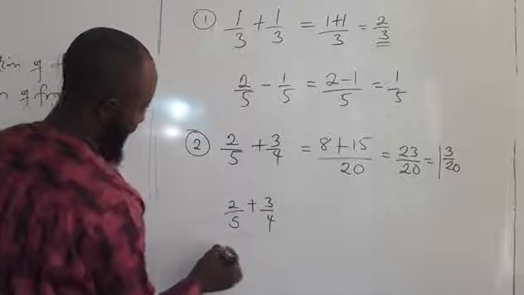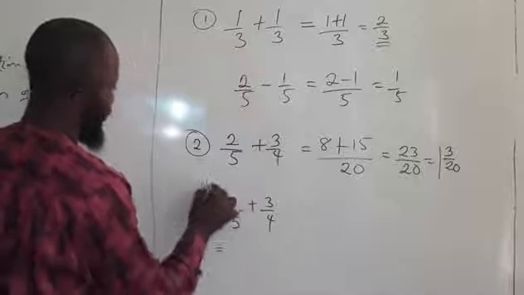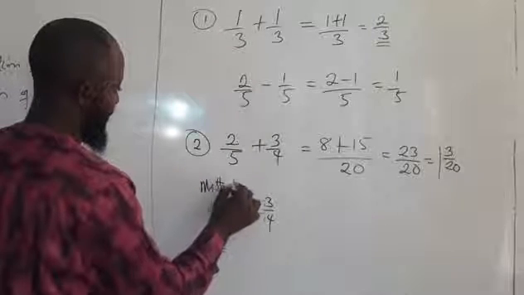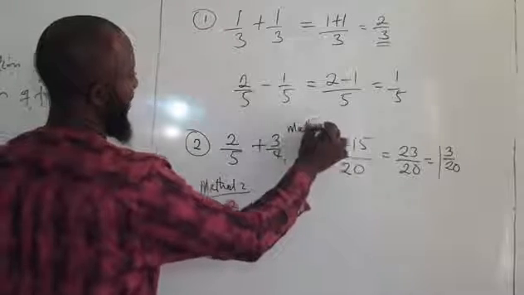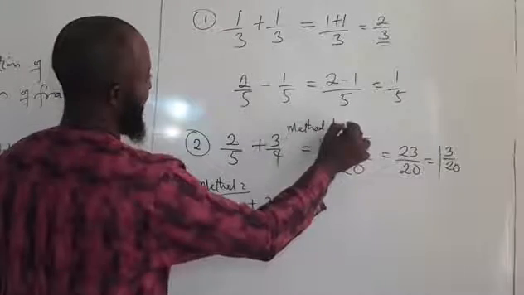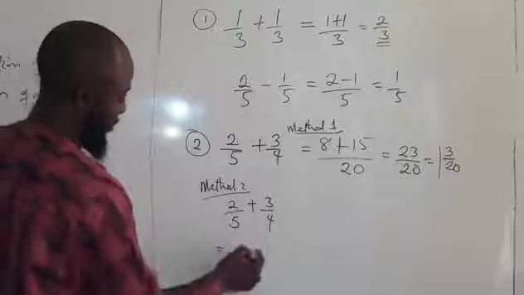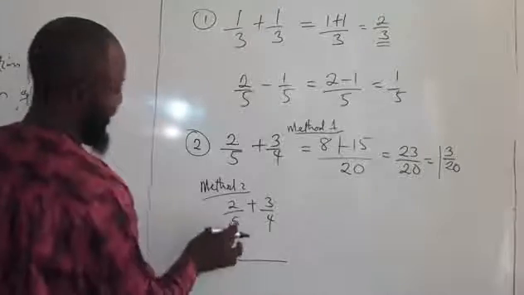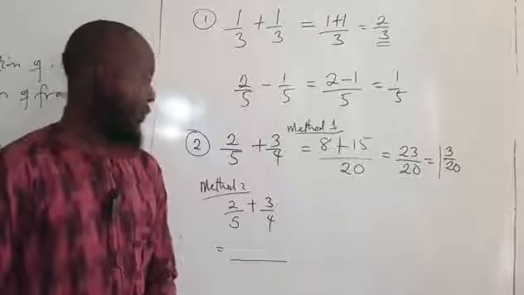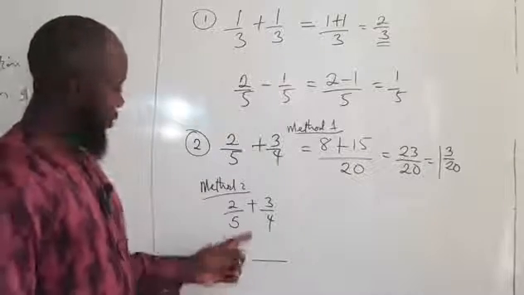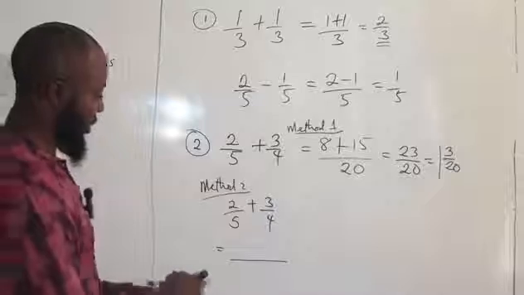So you find the LCM. This is method 2, and this is method 1, for when the denominators are not the same. Method 2 is this: you find the LCM of 5 and 4. Thank God we have done LCM before, so check one of the videos. The LCM of 5 and 4 is 20.